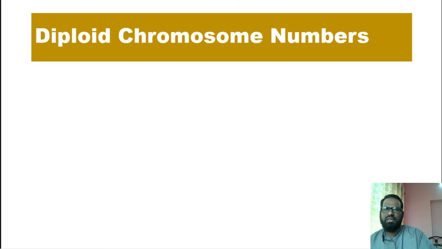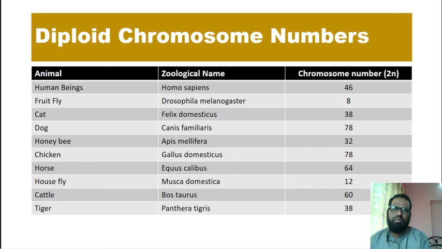Just before we conclude this session, we'll have a look at some common examples. Generally, we are curious about what type of chromosomes are present in this animal or that animal, so I have made a table.